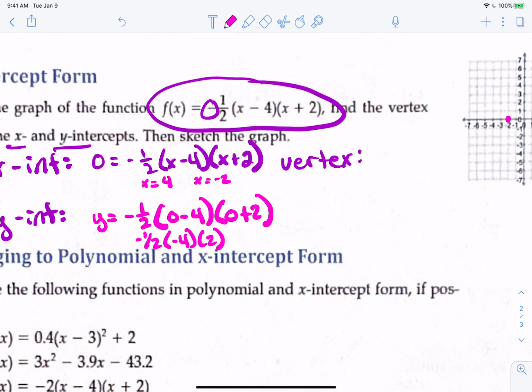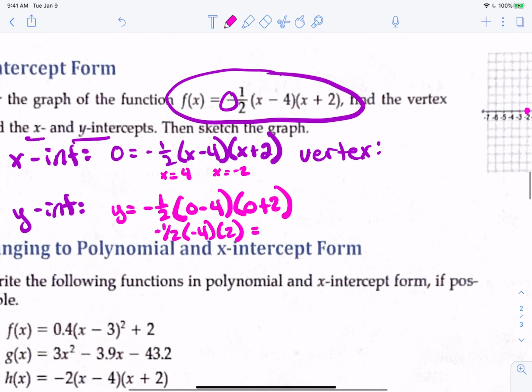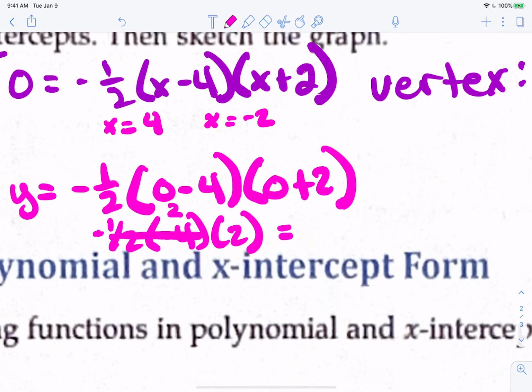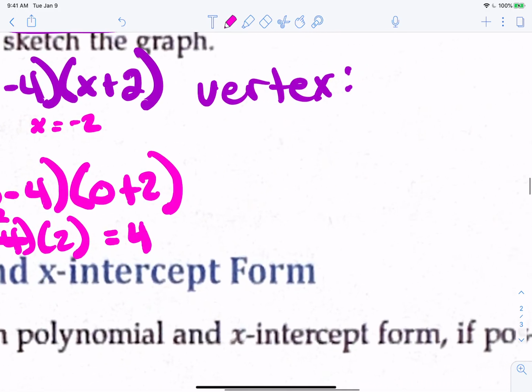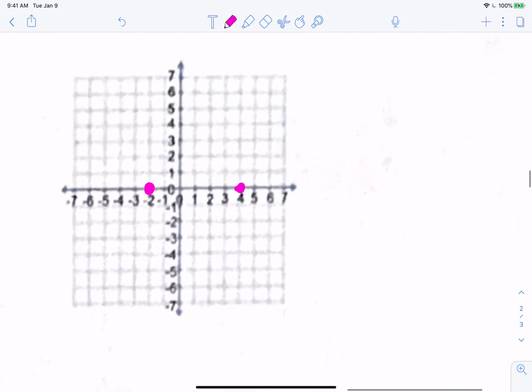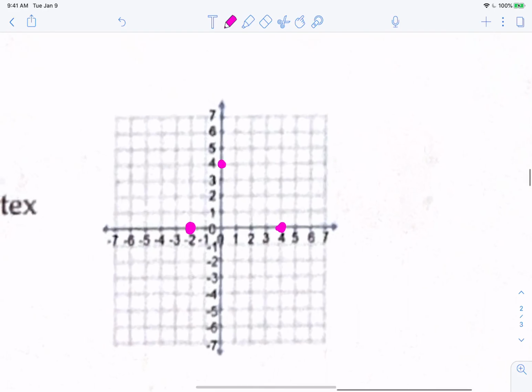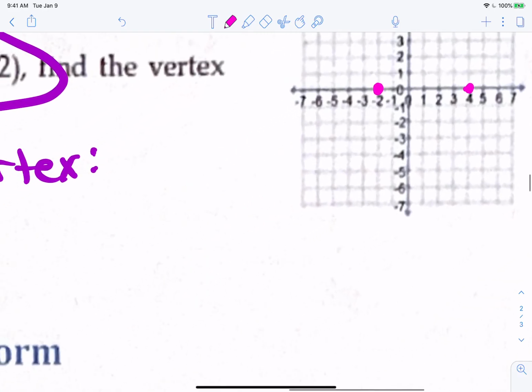Okay, so let's figure out what this is. Am I going too fast? Yeah, just a little bit. Okay, what's half of 4? 2. And negative times negative is a positive. So this will be positive 2. And then 2 times 2 is 4. So it's going to intersect the y-axis at 4, right here. That's its y-intercept.